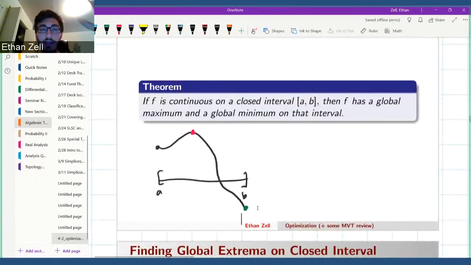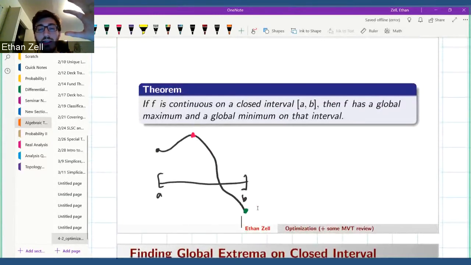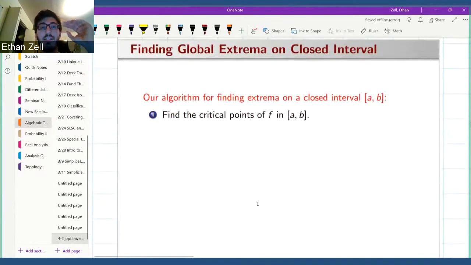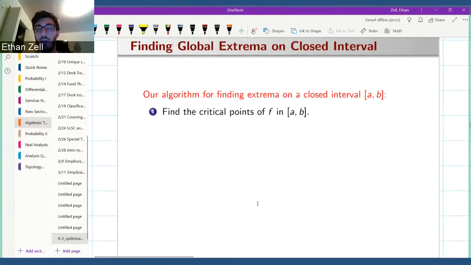Because if we're that small business owner, we want to actually know how many products we need to sell or to make to max out our revenue, right? We don't just want to know that we can max out our revenue. That's sort of useless. So here is an algorithm that we're going to go over in order to find global extrema on this closed interval.